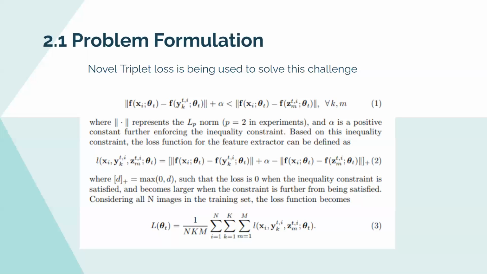See, d plus is equal to max of 0 comma the expression, and the loss becomes larger when the constraint is further from being satisfied. Considering all n images, the loss function is described in equation 3, and this is the formulation for this problem.